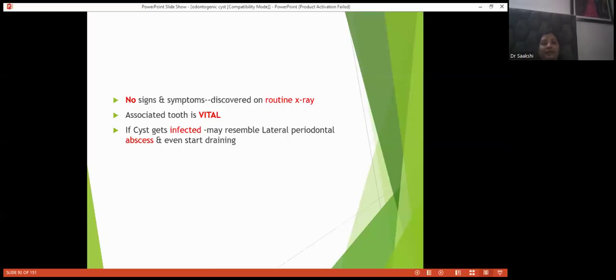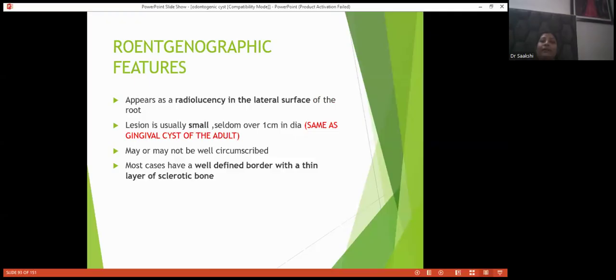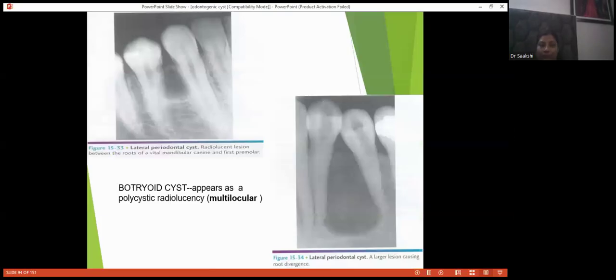Now, if the cyst gets infected, it may resemble a lateral periodontal abscess, even start draining. Radiologically, it appears as a radiolucency on the lateral surface of the root. The lesion is usually small, around 1 centimeter in diameter, just like the gingival cyst of adults. It may or may not be well circumscribed. In most cases, they have a well-defined border with a thin layer of sclerotic bone. As you can see, a radiolucent lesion है between the roots of a vital mandibular canine and first premolar. ये इसका enlarged view है.